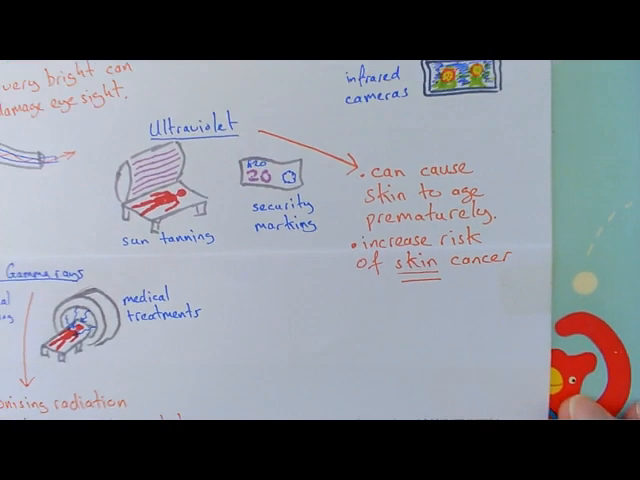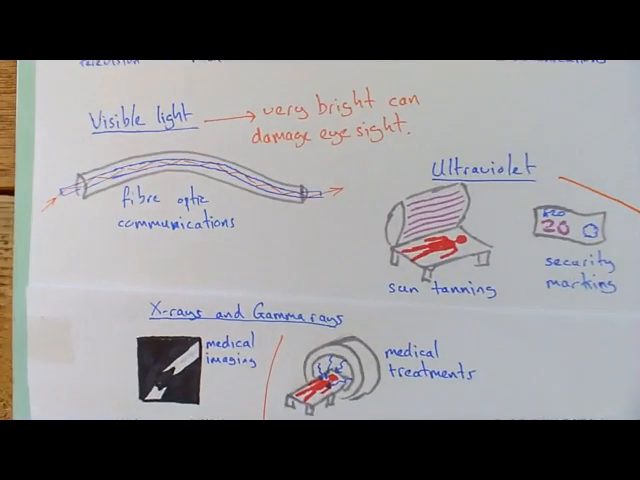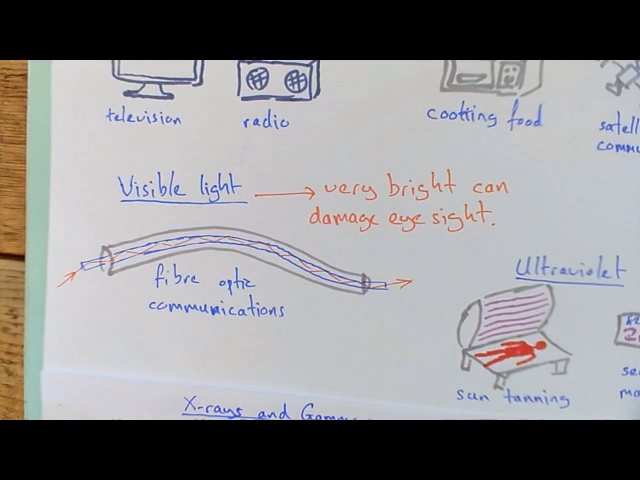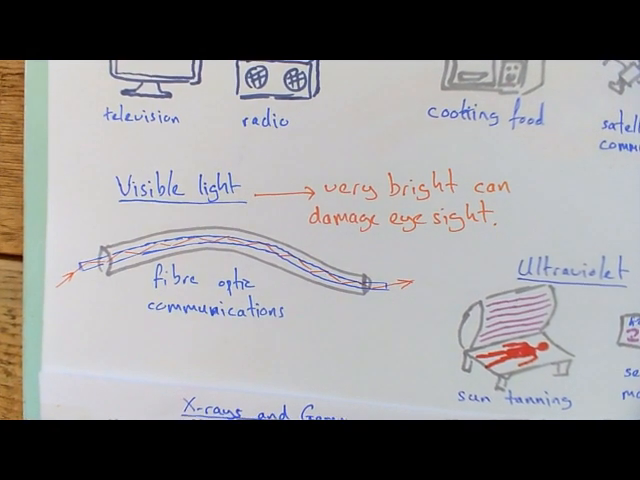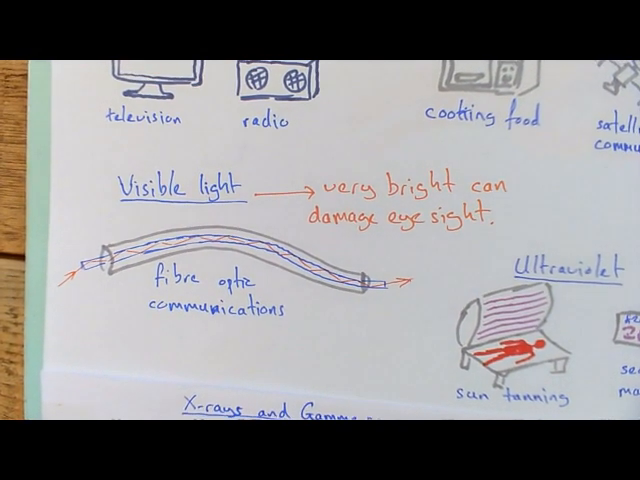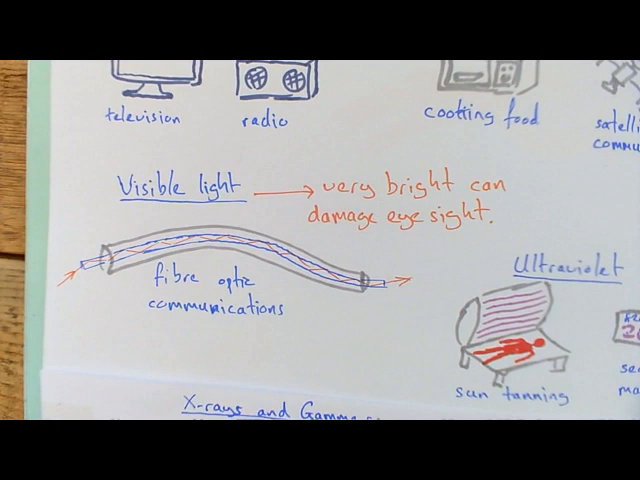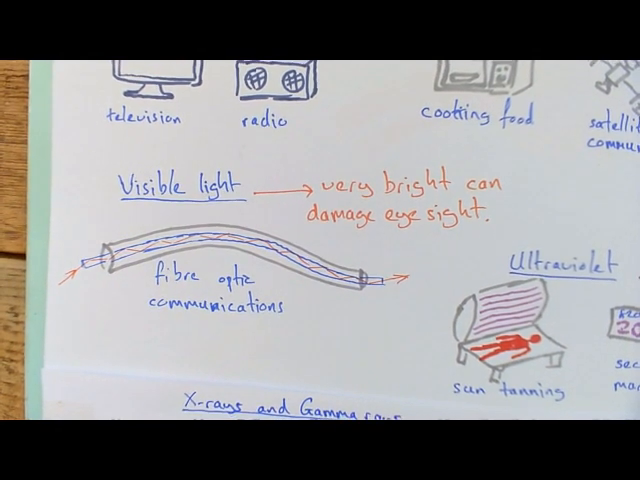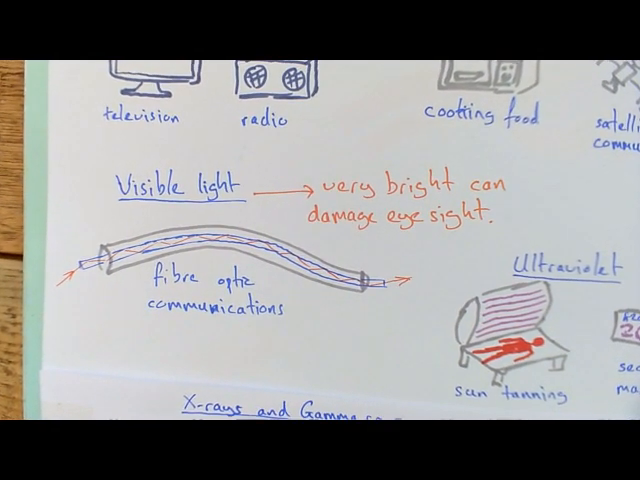The next ones, if we go back to visible light now. Visible light, in fact, a very bright light can damage eyesight. So you've been told not to look at the sun. You must never look at the sun directly, because that can damage your eyesight, or very bright lights can cause damage to your eyesight, other bright sources of light.